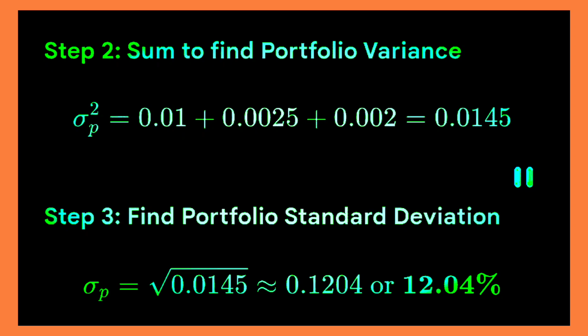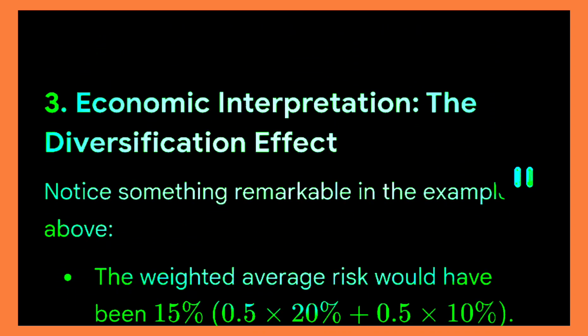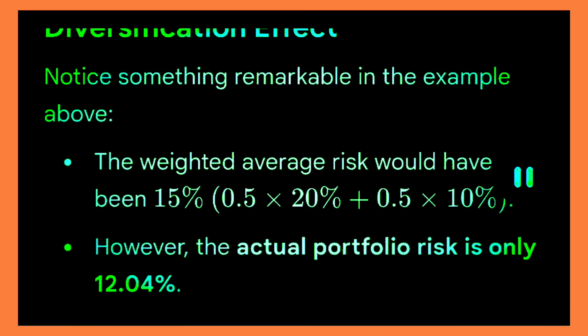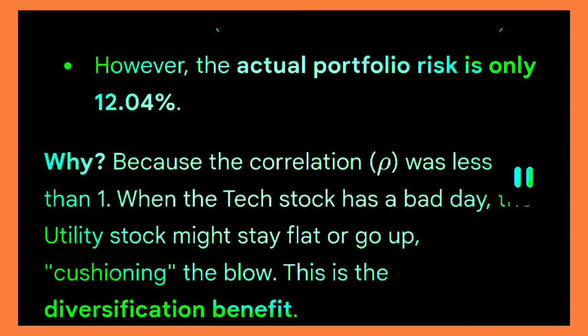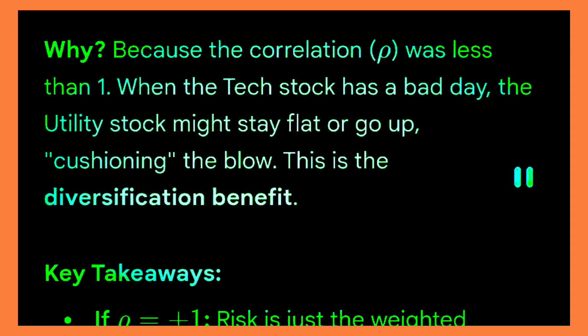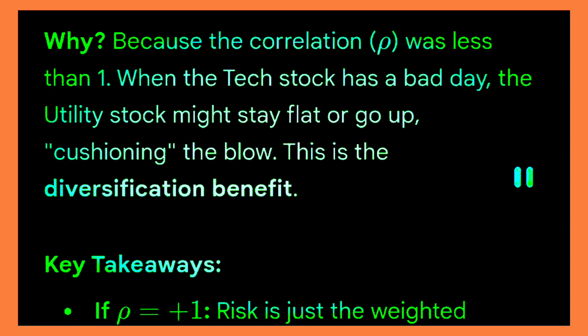3. Economic interpretation, the diversification effect. Notice something remarkable in the example above. The weighted average risk would have been 15%, 0.5 times 20% plus 0.5 times 10%. However, the actual portfolio risk is only 12.04%. Why? Because the correlation, rho, was less than 1. When the tech stock has a bad day, the utility stock might stay flat or go up, cushioning the blow. This is the diversification benefit.